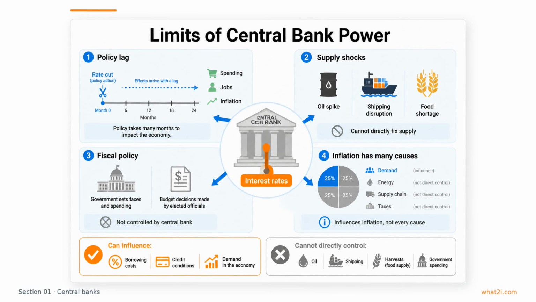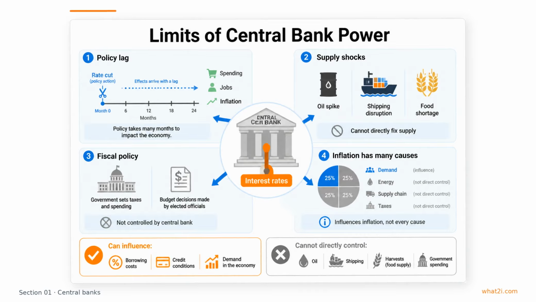Even powerful central banks cannot solve every economic problem. Monetary policy works with delays, sometimes taking many months before its full effect shows up in spending, hiring, and inflation data. It also cannot directly fix supply shocks such as an oil spike, shipping disruption, or crop failure. Central banks do not control government tax and spending decisions either, so fiscal policy may push in a different direction. This means they influence inflation, but they do not control every cause of it.